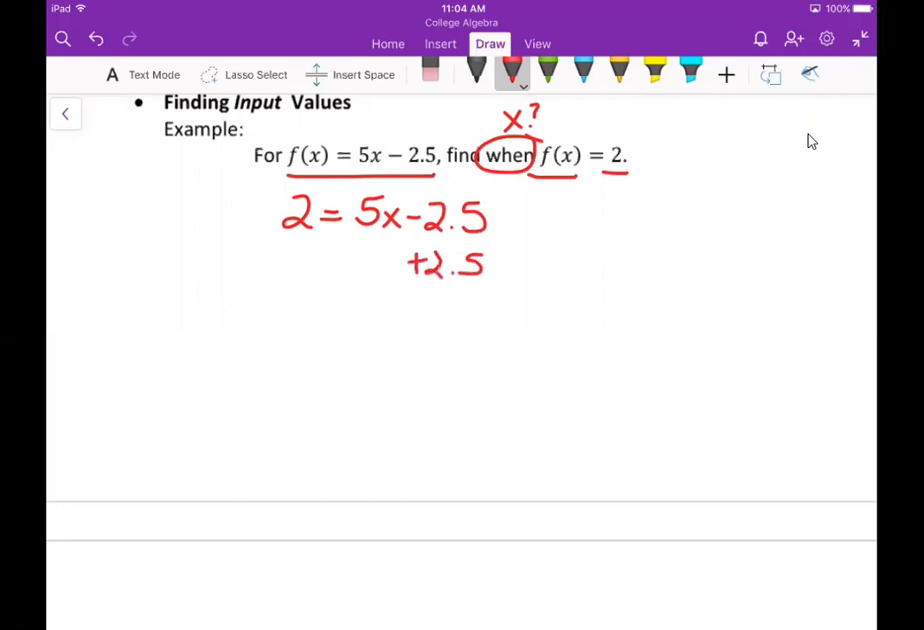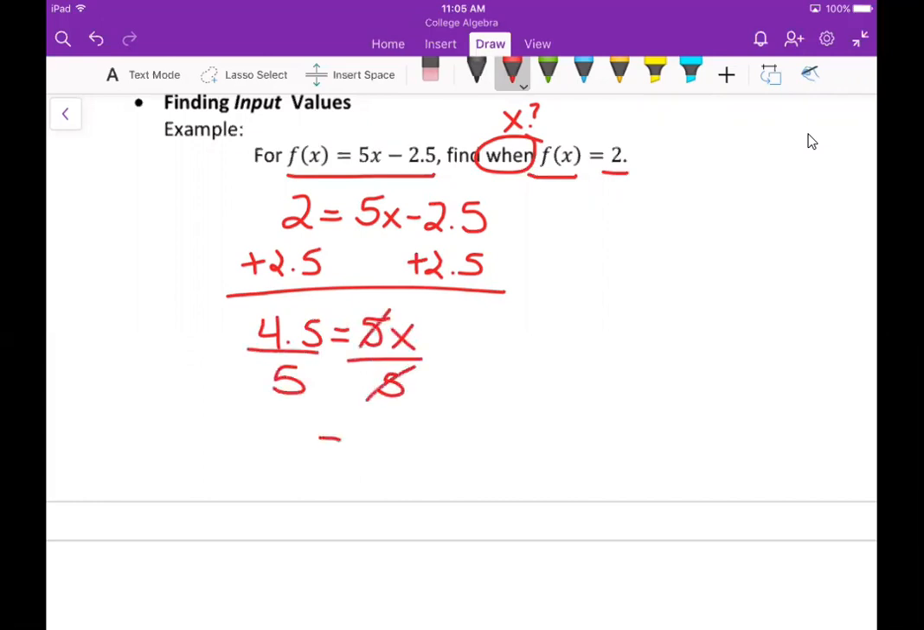That's just going to require a little bit of algebra. We need to add 2.5 to both sides in order to start getting that x value alone. That leaves us with 4.5 equals 5x. That means I need to divide both sides by 5 to solve for x, and that tells me that x is 0.9. So I found when my output variable was 2, so I was being asked to find the input given the output. So that's how it would look differently when you switch around what you're given, input versus output, in this function notation.